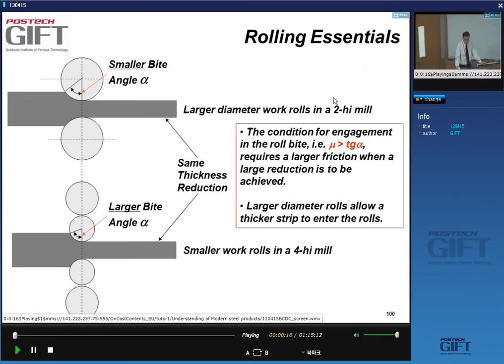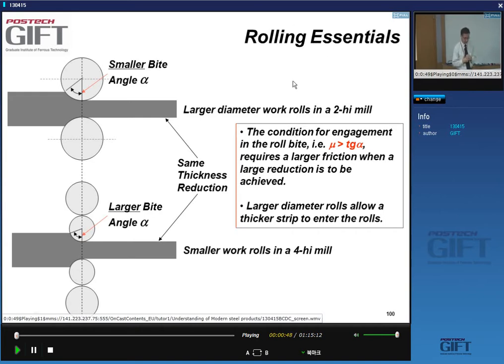So we're not trying to go through a theory. We're just trying to highlight a few things that are relevant, that are of importance, as they may impact the design of the mill stands and impact the product quality, and also to give you a feeling for the numbers involved in strip processing.